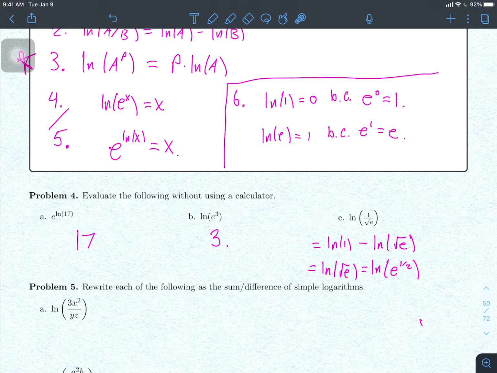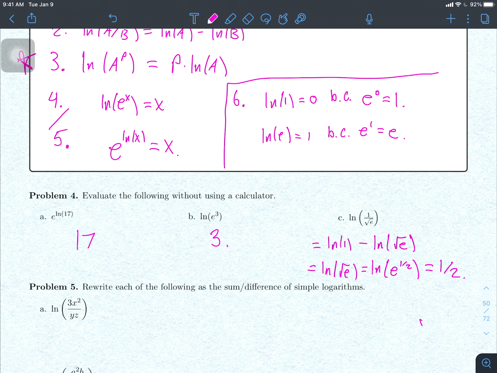And now I can apply rule number 4, right? Ln of e to the 1/2 is just going to be 1/2. Okay, so that one's a little trickier. Would you keep the negative? Oh yeah, thanks. I missed that. So this is negative ln of e, this is negative ln of e to the 1/2, and this is negative 1/2.